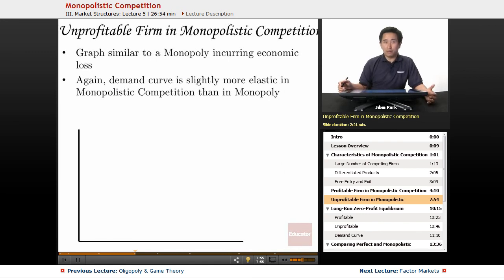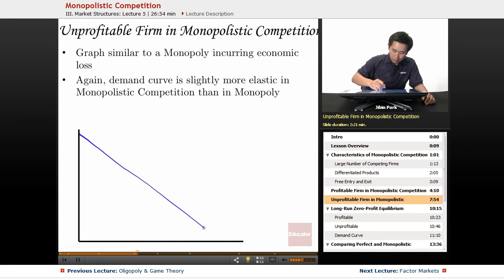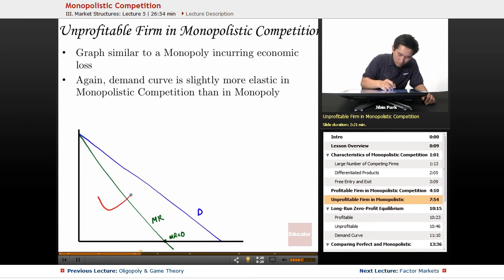Now, what is an unprofitable firm in monopolistic competition going to look like? Again, it's not going to look any different than a firm in a monopoly incurring an economic loss. So here's the demand curve. Again, it's going to be a little bit more elastic than it would be in a monopoly graph. And the marginal revenue curve. Again, it doesn't hurt to put MR equals 0 at that point. And this is the marginal revenue. Just do it. Marginal cost.